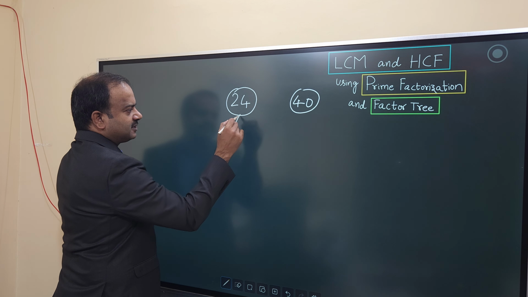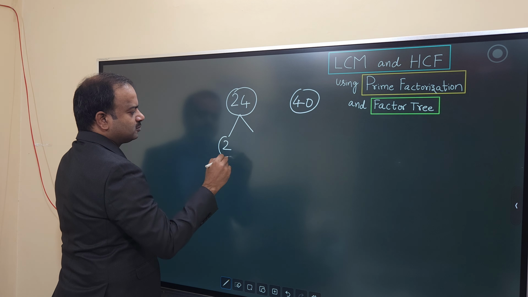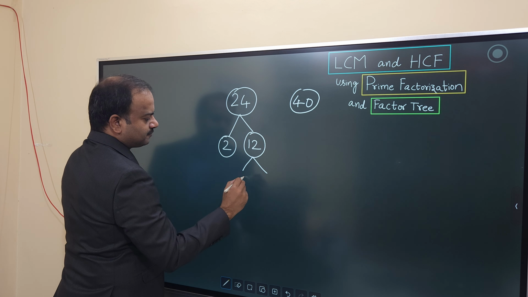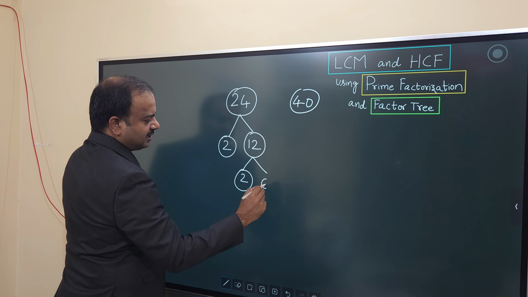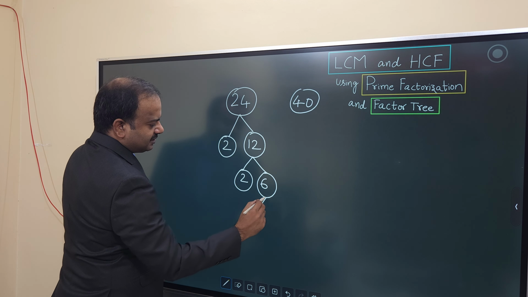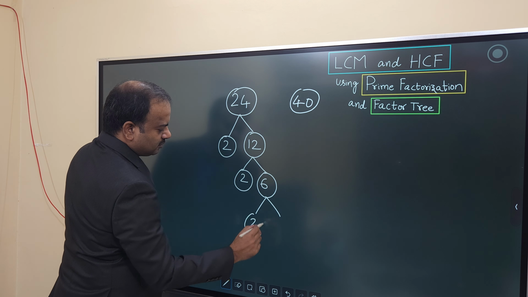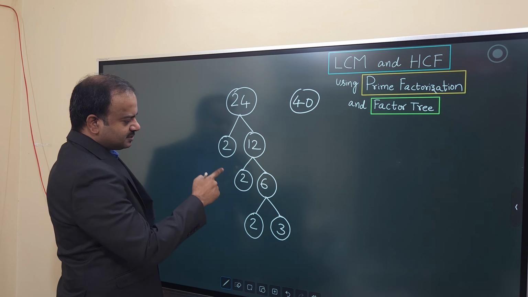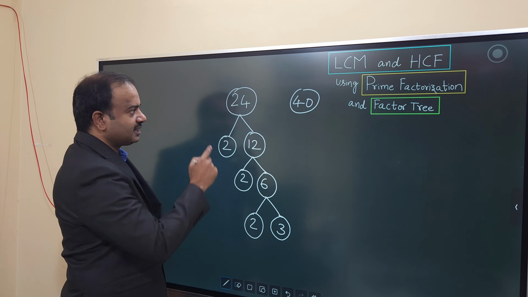First let's divide with 2. So 2 12s are 24, and again divide with 2. 2 6s are 12. Now again I can divide it with 2. So 2 3s are 6. Now I got the prime factors 2 into 2 into 2 into 3, that gives 24.